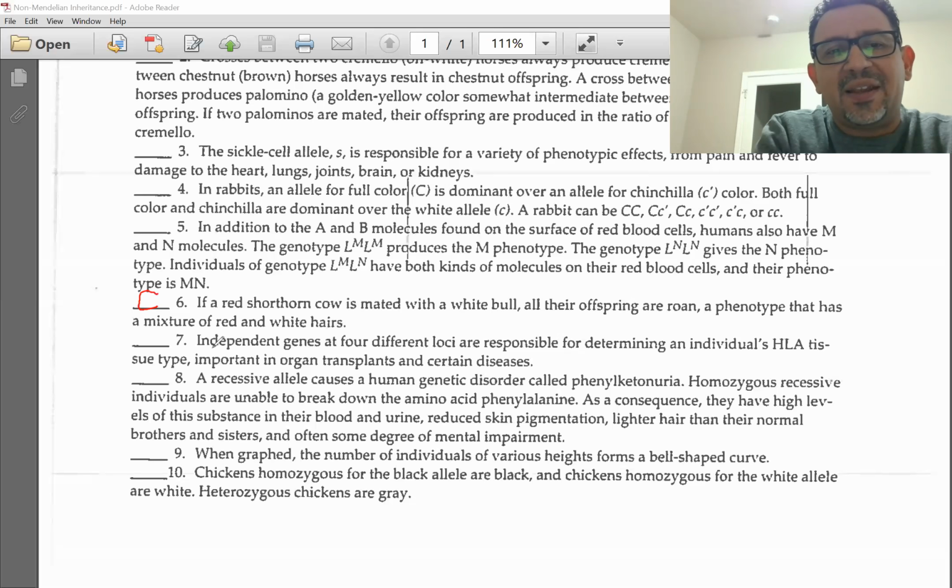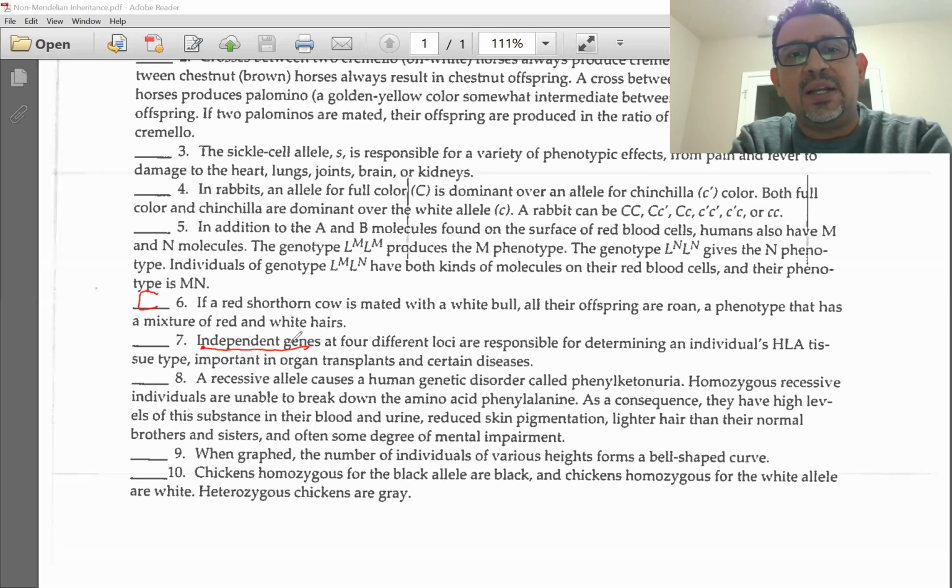It says here that there are independent genes and that are lone. This here tells me what the answer is going to be almost. Independent genes, many genes, more than one, at 4 different loci. Okay, 4 different genes at different loci are responsible for determining the type of tissue that determines if an organ transplant is going to be accepted or rejected, and certain other diseases. And that's all we need to know.